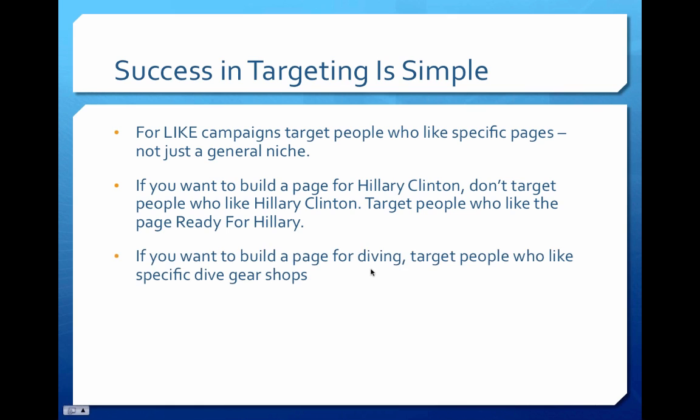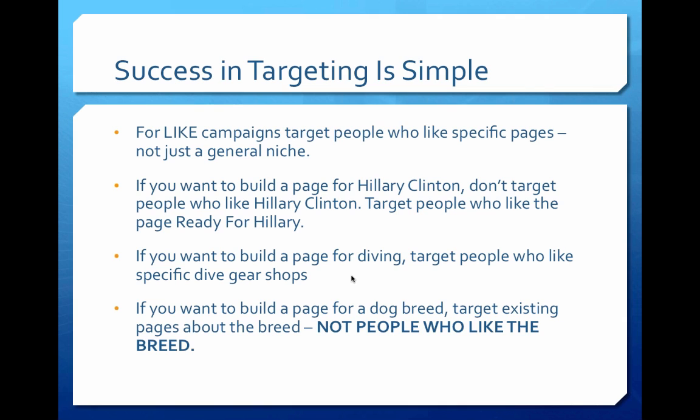Okay, that's a good way to waste money. Next, if you want to build a page for diving, target people who like specific dive gear shops. If you want to build a page for a dog breed, target existing pages about the breed, not people who like the breed. Now, I've seen God knows how many products say you can get cheap clicks by targeting people who like Labrador retrievers. Yes, you can get lots of cheap clicks that way, and people brag about the cheap clicks. However, then they complain that people aren't buying. So targeting is where it's at. If you have good targeting, then pretty much you have that starving crowd and you're going to make money.